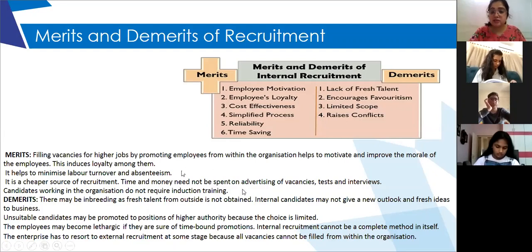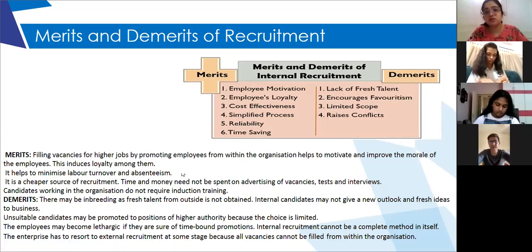Time and money needed to spend on advertisement of vacancies, tests, and interviews is saved. A candidate working in the organization does not even require a proper induction training. He does not have to undergo too many training processes either. So these are all the merits of internal recruitment.